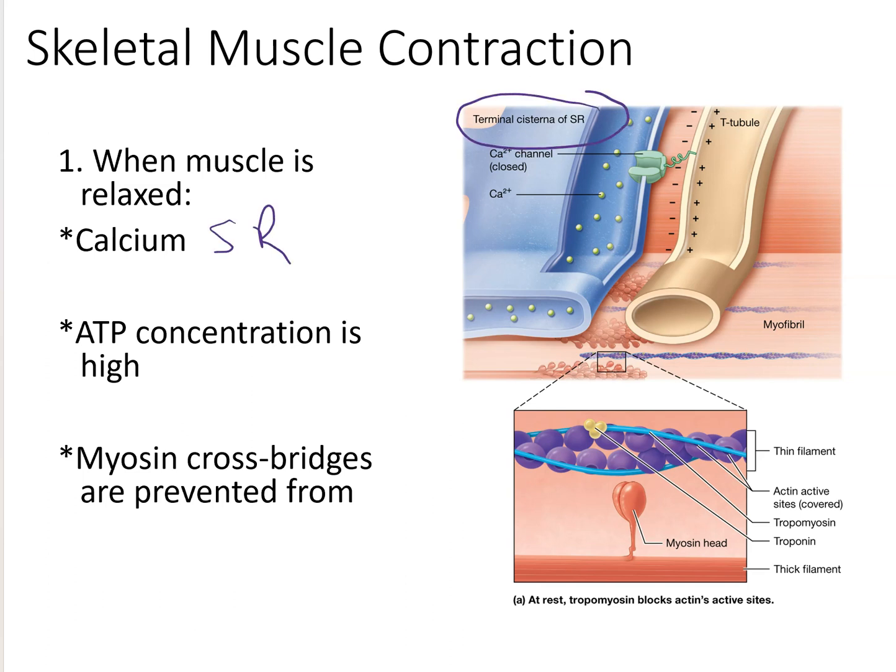Remember, the sarcoplasmic reticulum stores calcium, and the terminal cisterna is the bulging area right next to the T tubule. That's where most of it is released from. So we have lots of calcium inside there just waiting. We have ATP, and the ATP concentration is high, and it's hanging out on the myosin clubhead, ready to go. Those myosin clubheads cannot form a cross bridge. They cannot grab actin because the TT complex is in place. The cellular chastity belt is blocking those active sites, so it cannot grab it.